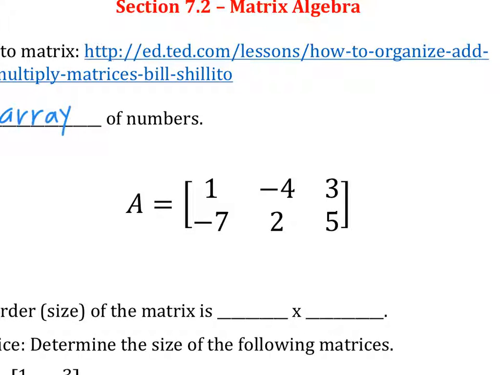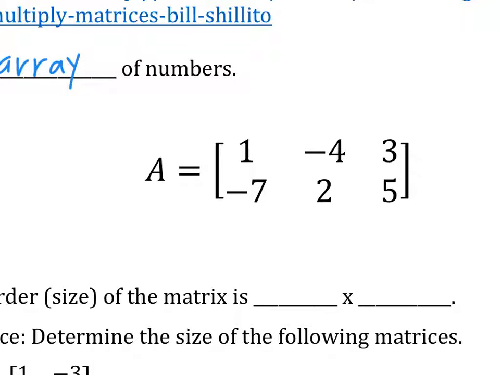Each matrix has a size, and we call it order or size, they mean the same thing. The size of this matrix is row by column. This X here, we don't call times, we say by. So something by something. If you look at matrix A, how many rows does it have? Remember, rows go horizontal. Two rows.